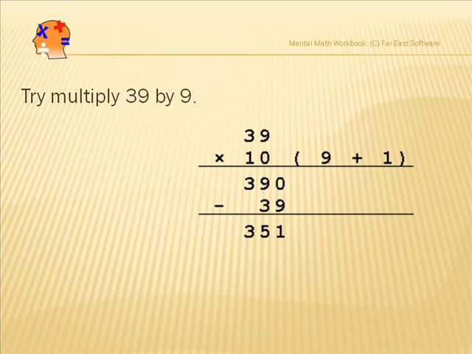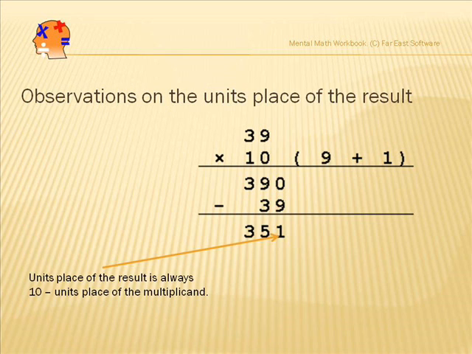Let's see another example. Let's multiply 39 by 9. Once again, we multiply by 10 and then subtract 39 from the result. In this example, when we multiply 39 by 10, we get 390. And when we subtract 39 from 390, we get 351, which is the final answer. Notice that the units place of the result is always 10 minus the units place of the multiplicand. For example, here, the units place of the final result is 1, which is arrived at by subtracting 9 from 10.